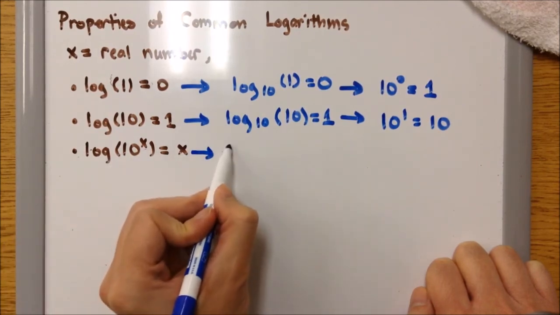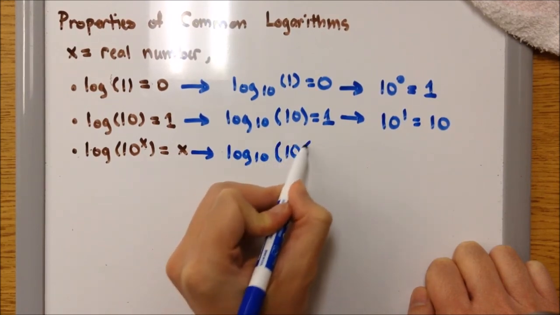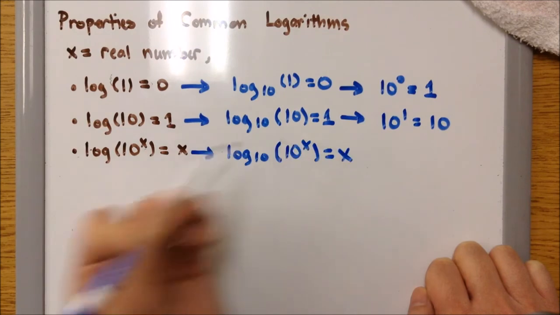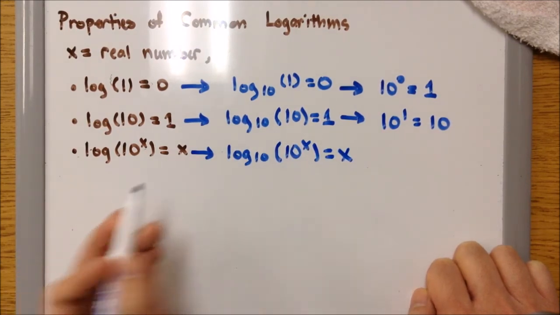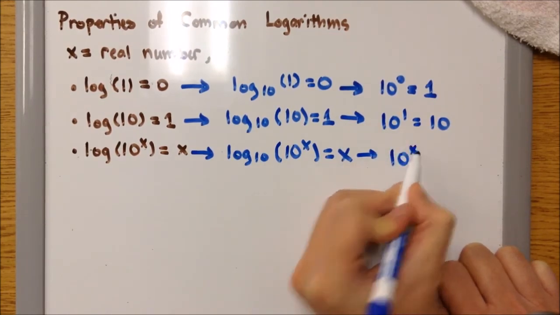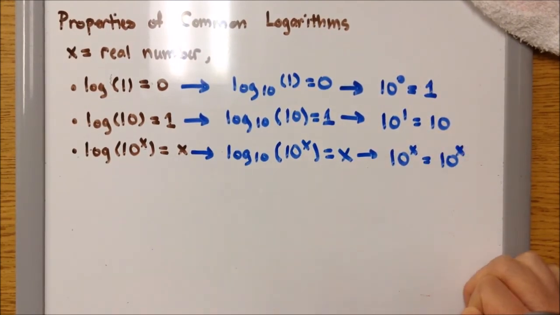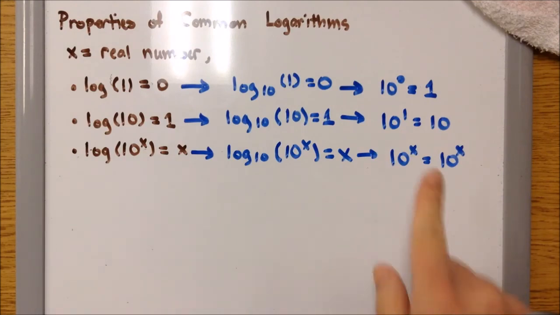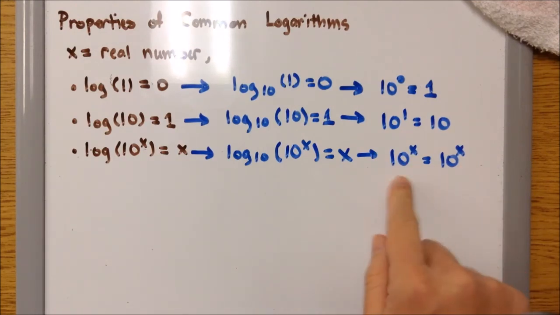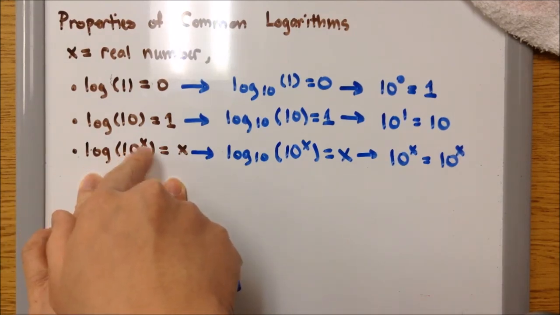Now, our third property. Again, it doesn't have that base, but it doesn't mean that it's not there, it's just an invisible 10. Log of 10 to the x equals x. And if I were to rewrite that in exponential form, then 10 to the power of the exponent x will equal whatever is inside here, 10 to the x. So 10 to the x equals 10 to the x. That's true. Since it has an equal sign, both sides must be the same. So this is why log of 10 to the x power is always x.